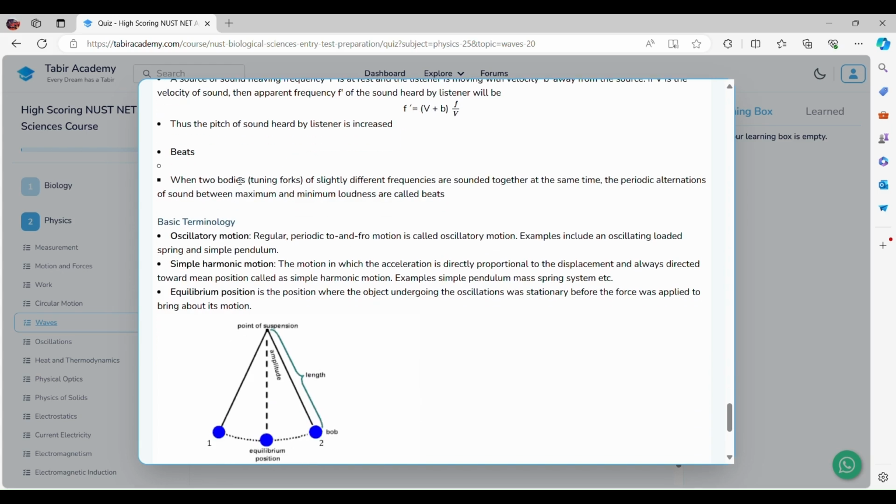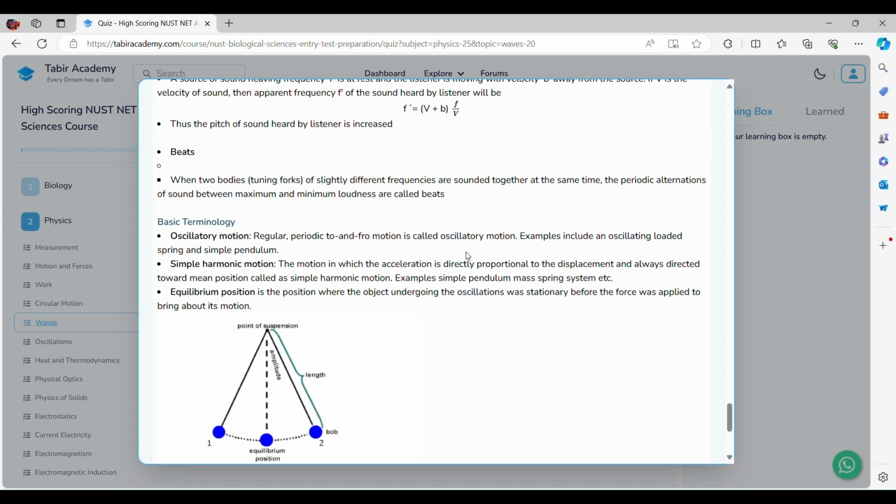Beats. When two bodies of slightly different frequencies are sounded together at the same time, the periodic alternations of sound between maximum and minimum loudness are called beats. In basic terminology, which you should know, oscillatory motion, regular, periodic to and fro motion is called oscillatory motion. Examples include an oscillating loaded spring and simple pendulum. Simple harmonic motion is motion in which the acceleration is directly proportional to the displacement and always directed towards the mean position. Examples include simple pendulum and mass spring system.